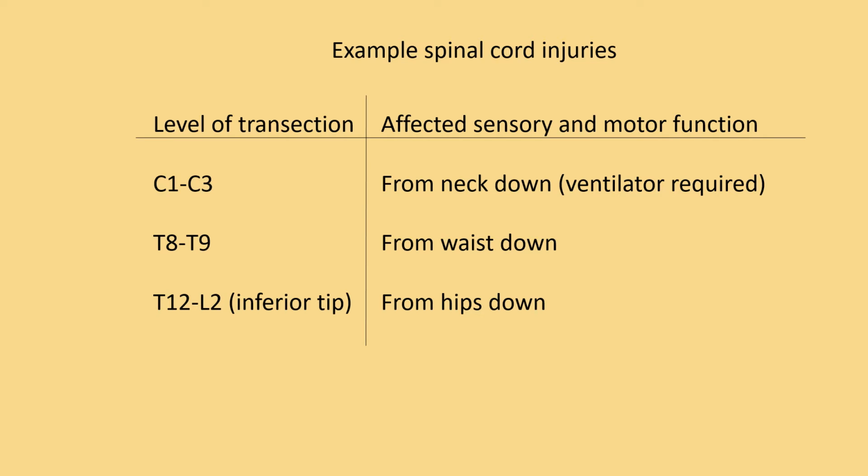If we're much lower, if we're in the thoracic region, between level 8 and level 9 of the thoracic region, the person will experience lack of sensory and motor function from the waist down. They may be incontinent. And if we are much farther down, if the spinal cord injury occurs at the inferior tip in the vicinity of the conus medullaris, the person will have a loss of sensory and motor function from the hips down. So they may have the ability to control their bladder and their bowel, but they won't have any sensory or motor function in their legs.